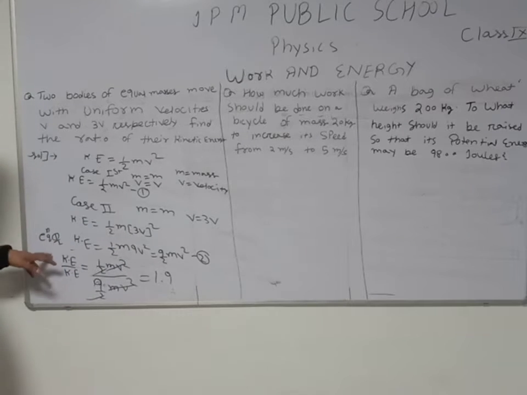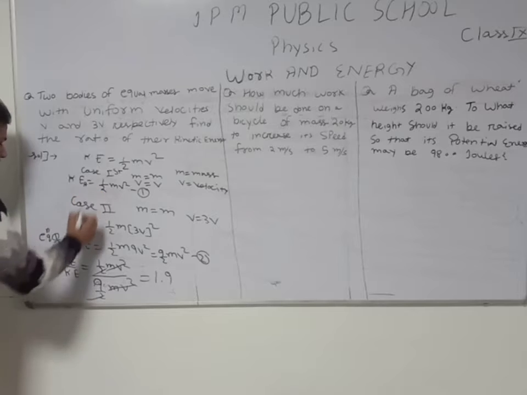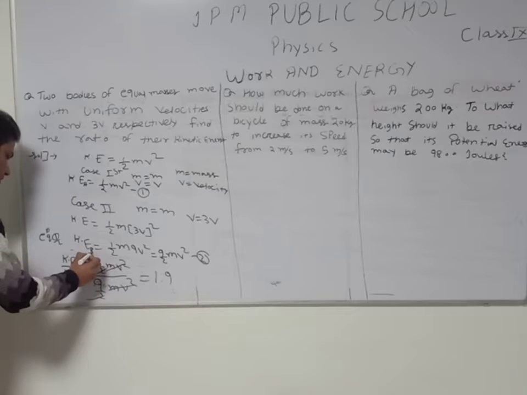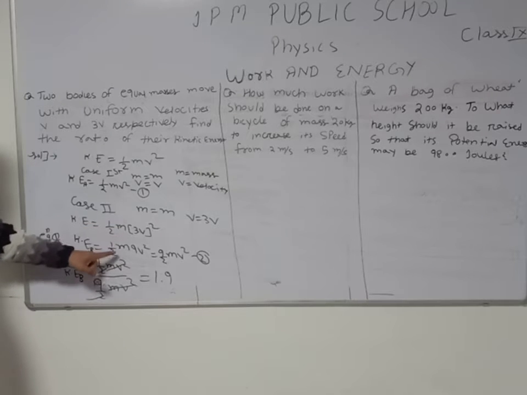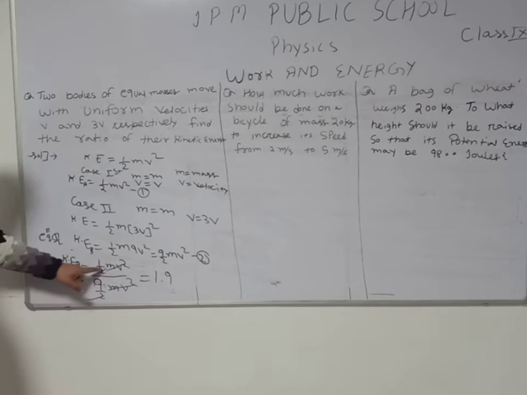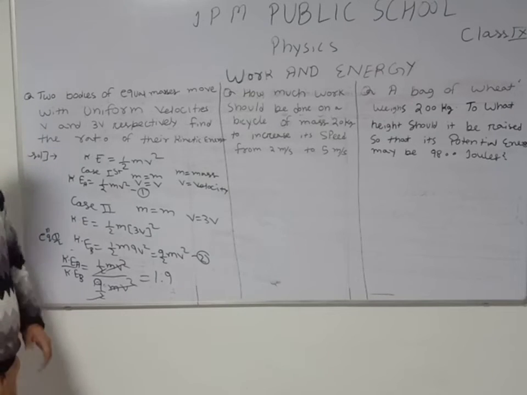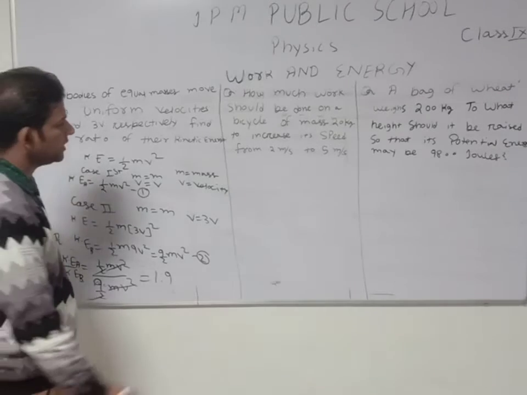Then equation 1 upon 2, it means kinetic energy A, we will assume, and kinetic energy B. The ratio of A and B will be half m v square upon half 9 by 2 m v square. So m v square cancels and 2 is cancelled by 2. Then answer is 1:9. So the ratio of their kinetic energy is 1:9. This is based on kinetic energy numerical.